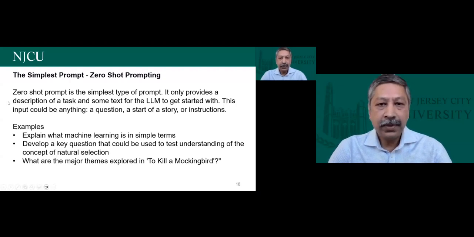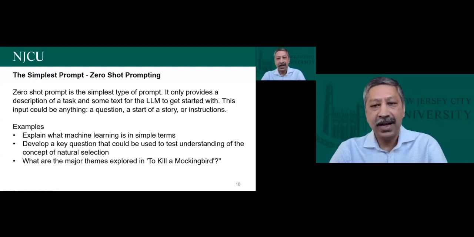All right, the simplest prompt that we typically end up using is what's called a zero-shot prompt. Here we just give it an instruction, basically, like explain what machine learning is in simple terms, or develop a key question that could be used to test the understanding of a topic. These are examples of zero-shot prompts. This is the simplest type of prompt, and most of us end up using such simple prompts.